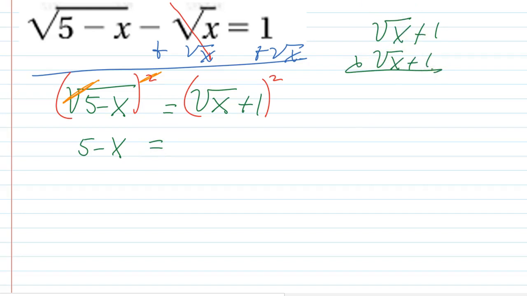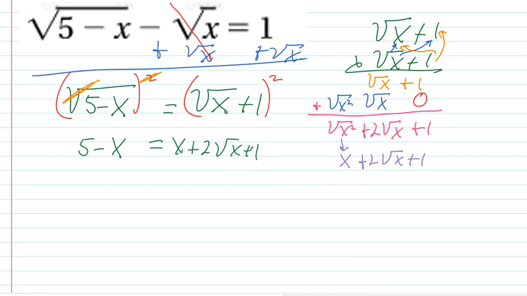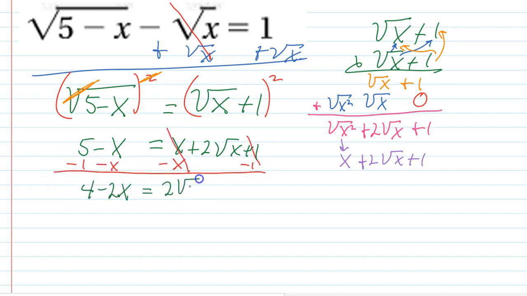If you don't remember how to multiply these out, go back and watch the binomial radical expressions video, where I show you how to multiply binomials with radicals in them. Now that I've got rid of one radical, I need to isolate the other radical and do this all over again. After I move the x and the 1 over, I'm left with 4 minus 2x is equal to 2 square root of x. I can still get rid of that 2. And then I get to square again.